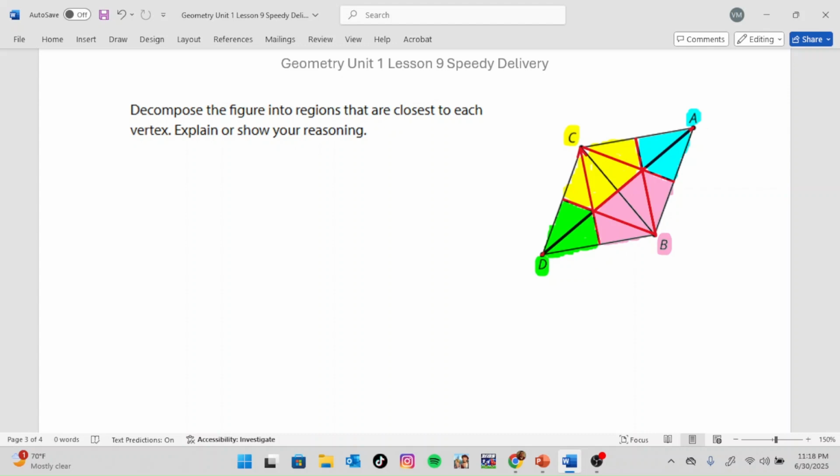one vertex or another. You simply make a perpendicular line, cutting your line segment in half at a 90-degree angle. Everything on one side is closer to one point. Everything on the other side is closer to the other point, and anything actually on the perpendicular bisector is the exact same distance.